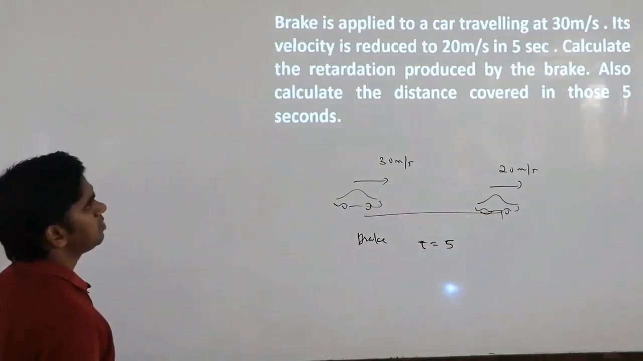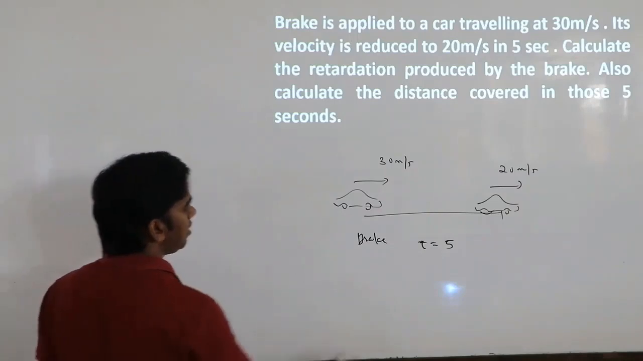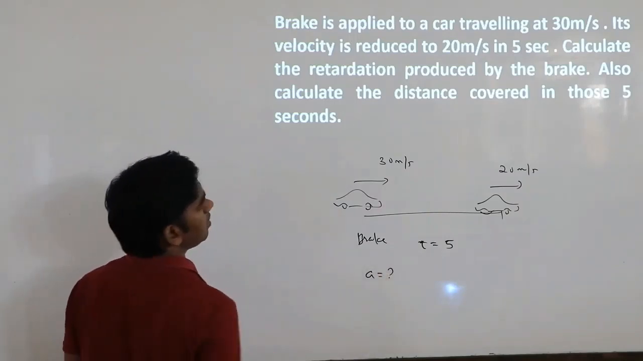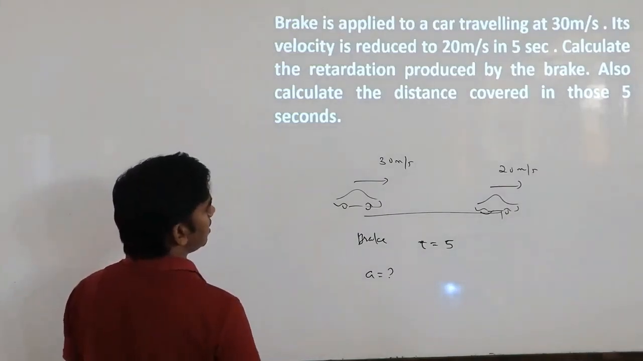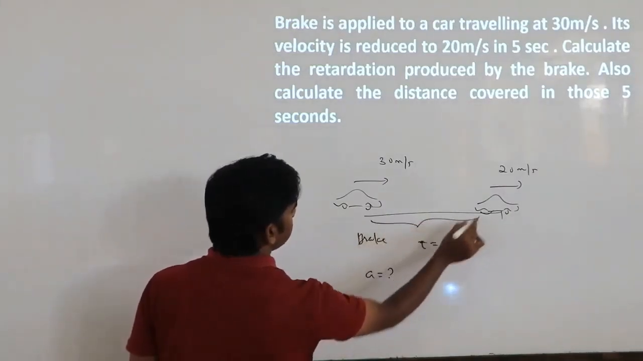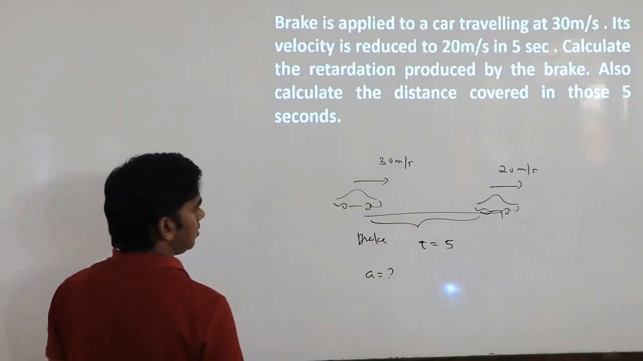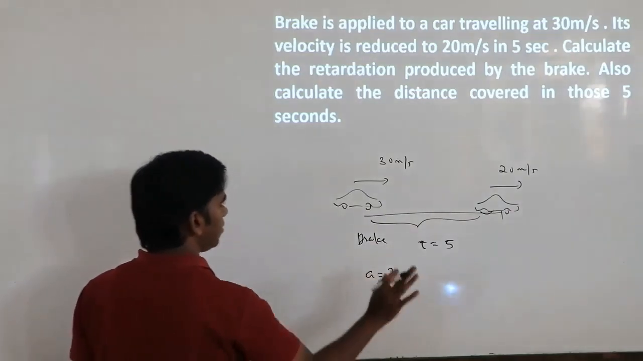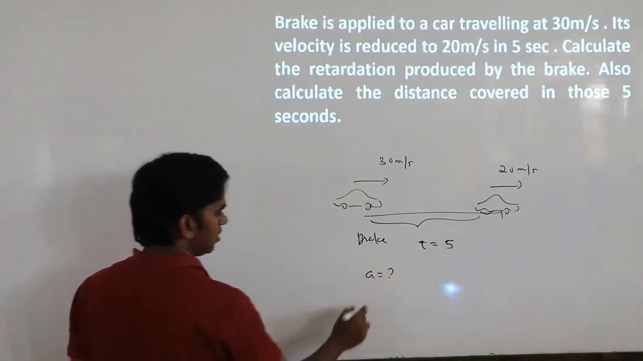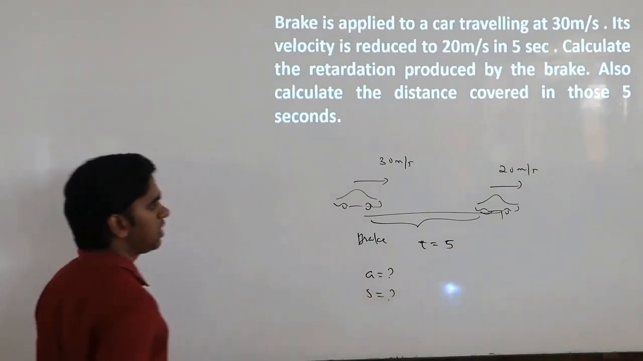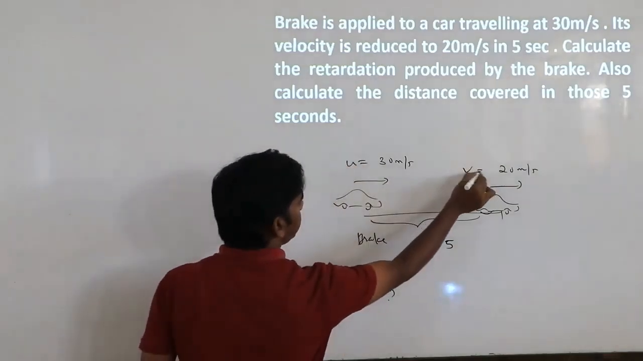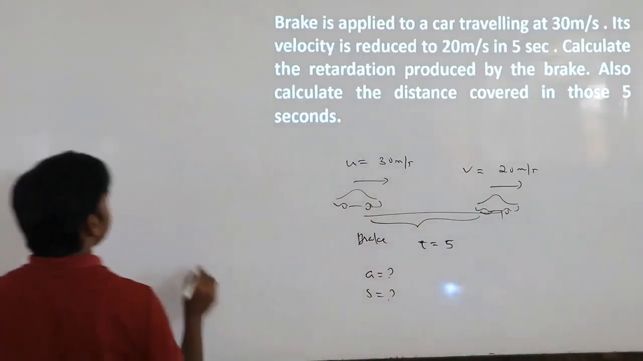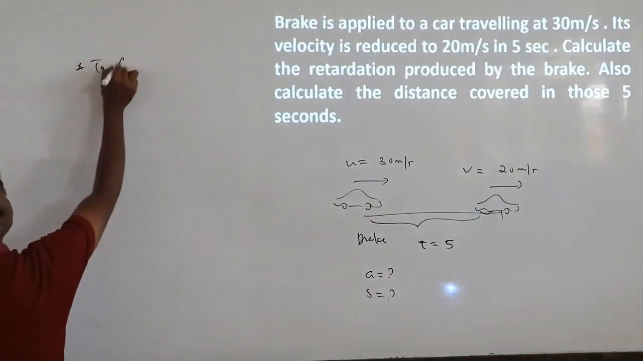Calculate the retardation produced by the brake. So retardation, acceleration A, you have to calculate. Also calculate the distance covered in those 5 seconds. So this distance you have to calculate. You can call it the stopping distance also. It is not stopping actually, but we can call it that. So this is the initial velocity U and this is the final velocity V.